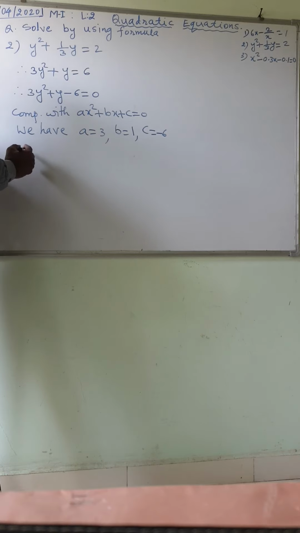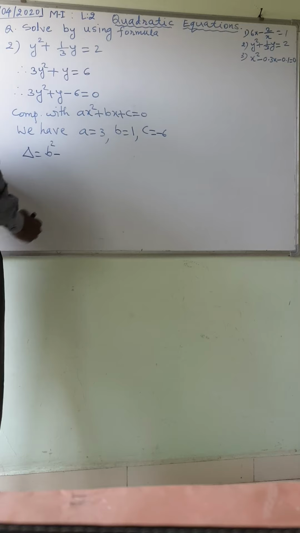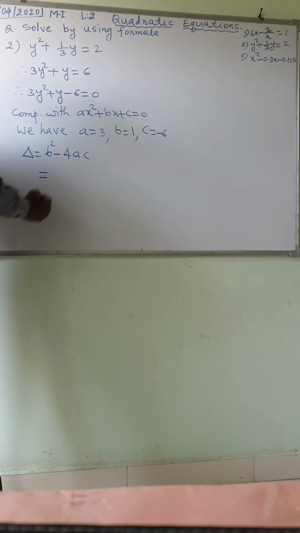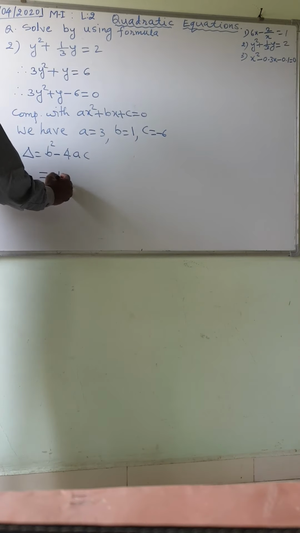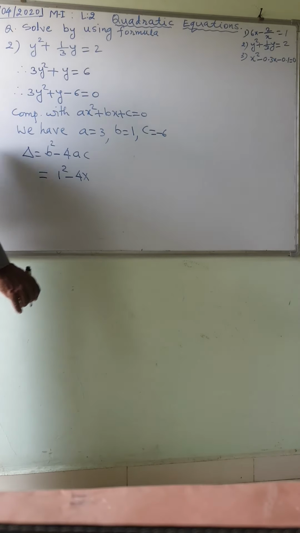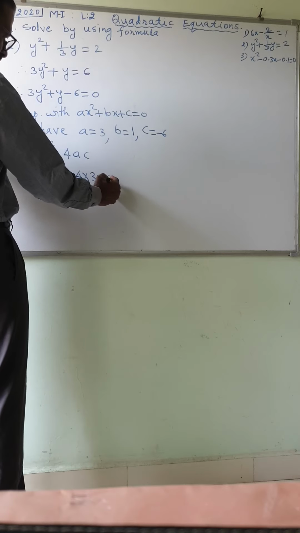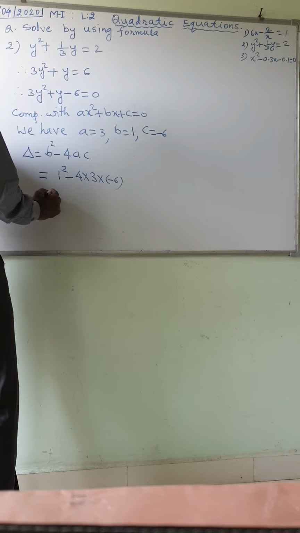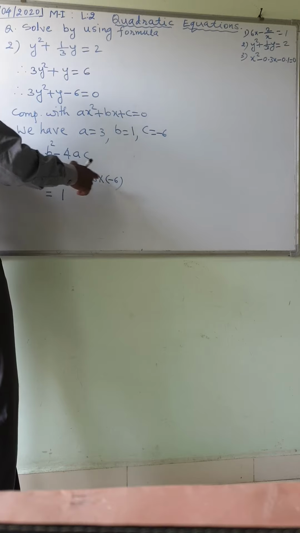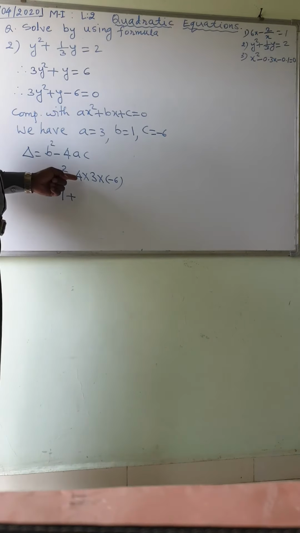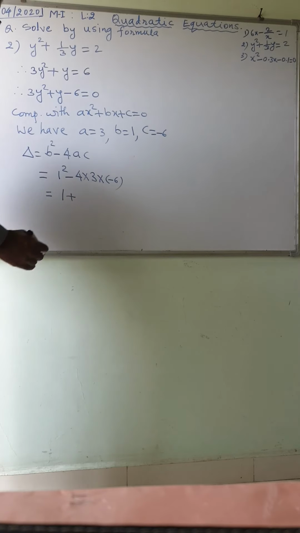Now, discriminant delta. Delta is equal to b square minus 4ac. That is equal to b square, 1 square, minus 4 into a is 3 into c is minus 6. 1 square is 1. This minus into this minus, it will become plus. 4 into 3, 12. 12 6s are 72.